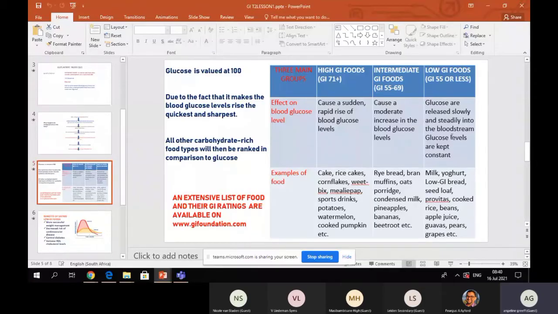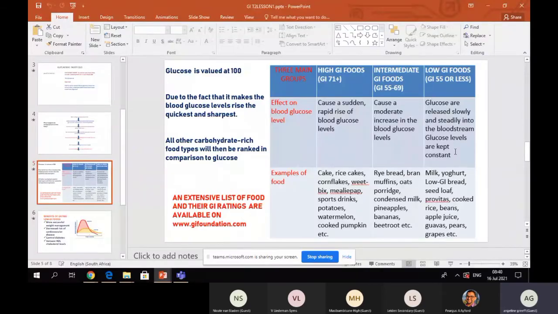And then the low GI foods, these are released slowly and steadily into the bloodstream, okay? So the glucose levels are kept constant. This is good, okay? So there you can see the examples: milk, yogurt, low GI bread, seed loaf, Provitas, etc. So that's your low GI foods, okay?